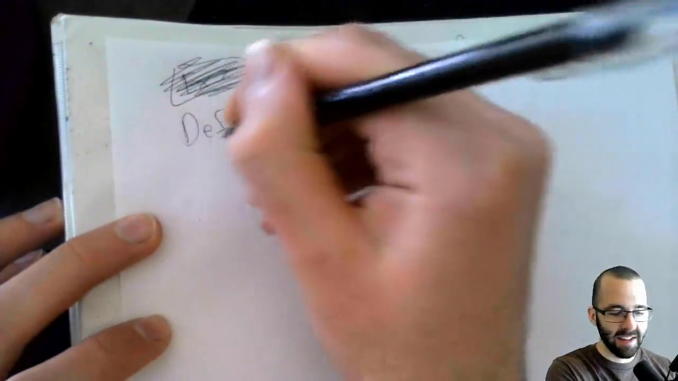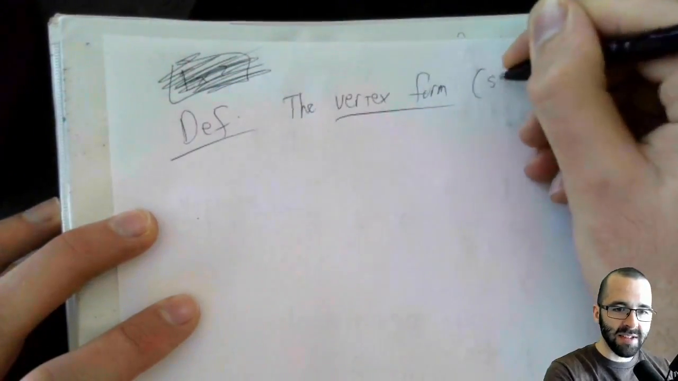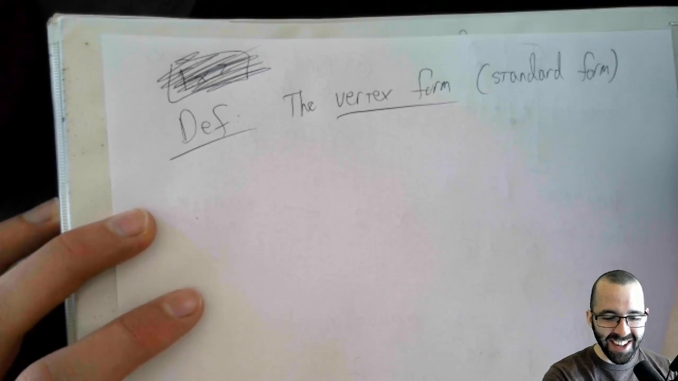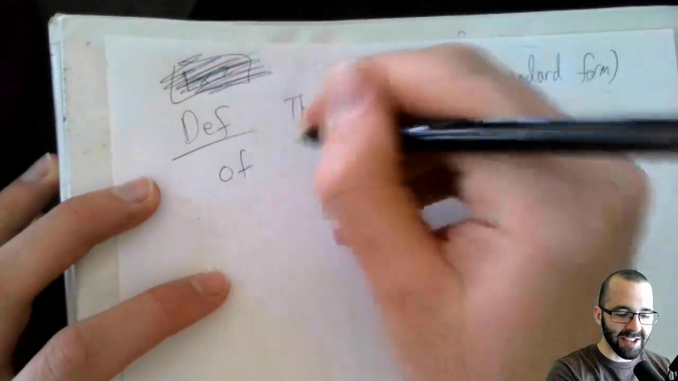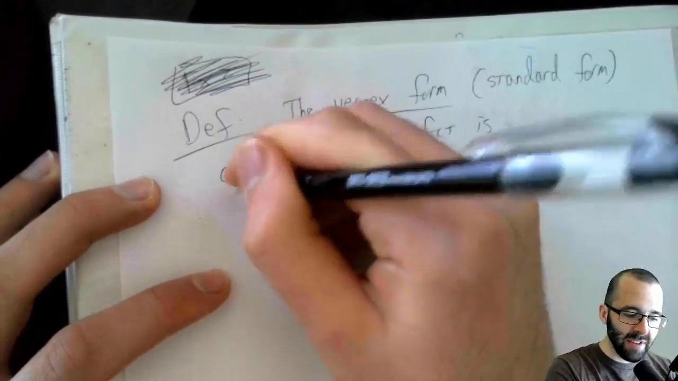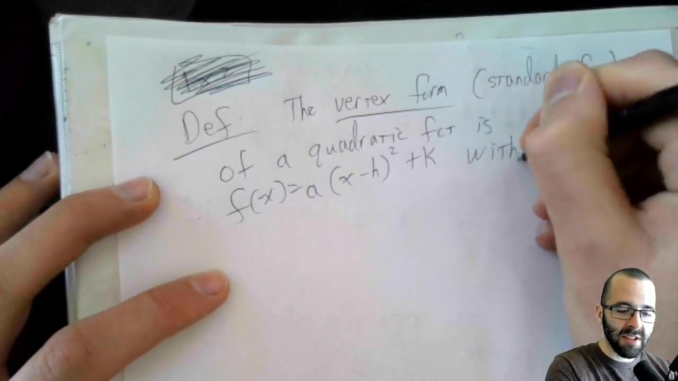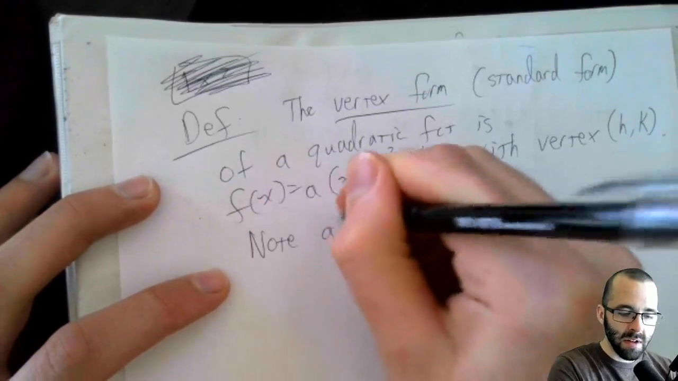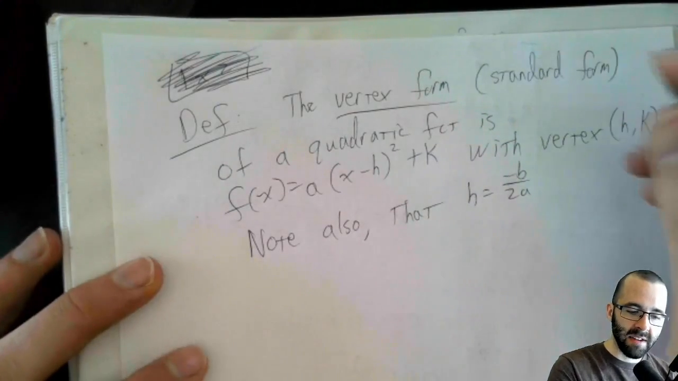Definition. The vertex form, otherwise known as standard form. The vertex form, or I say kill everyone because that's what you do in the whatever, never mind. Of a quadratic function is f of x equals a times x minus h squared plus k, and that has vertex h comma k. Note also that h is equal to negative b over 2a from general form.